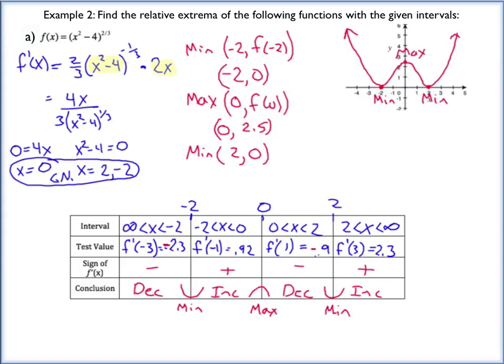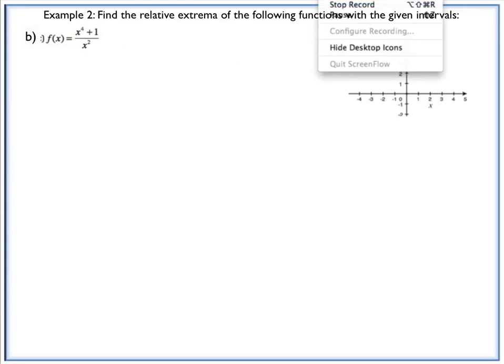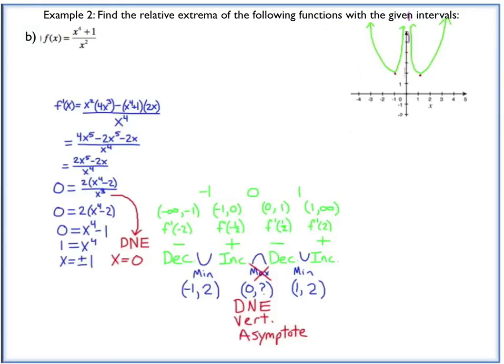All right, let's move on. This next example is on your own, so go ahead and find your critical numbers and then use the first derivative test to find the relative extrema. Come on back when you're done and check your work. All right, so go ahead and check your work here, and when you're done, bring any questions you have with you to class.